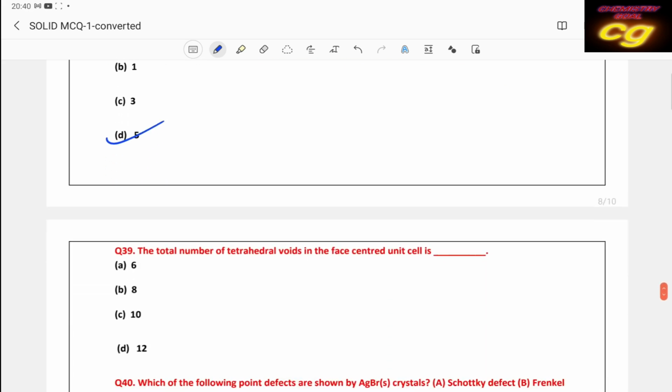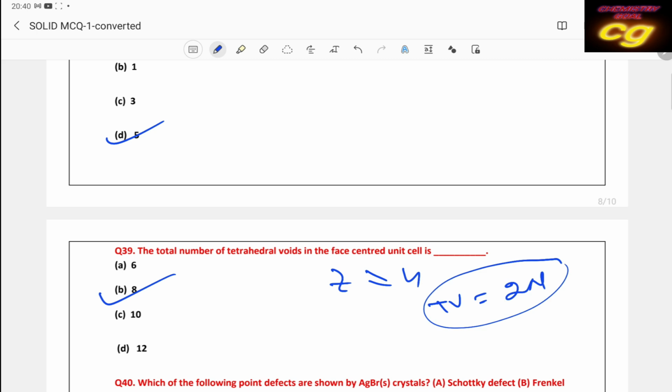Total number of tetrahedral voids in a face-centered unit cell. Face-centered unit cell, its Z value is 4. So the total number of voids will be 8. This is the correct answer, because the question is the total number of tetrahedral voids. We know tetrahedral voids will be 2 into N. This is the formula. N is the number of spheres. Here the number of spheres, as Z is equal to 4. So total voids will be 8. This is a very important question.